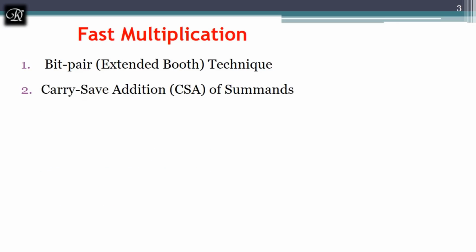In fast multiplication, there are two techniques discussed in this video. One is bit pair, which is also called the extended Booth algorithm, and the other one is carry save addition. The adder we constructed in the previous video, we will use the same adder for multiplication purposes to speed up the task.